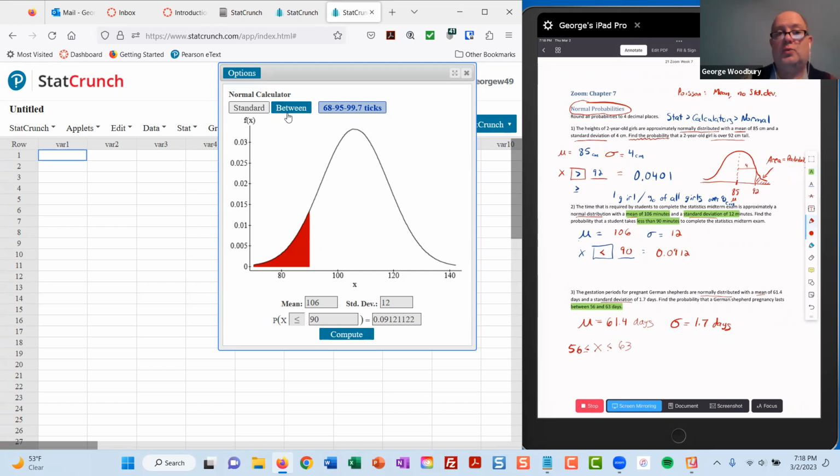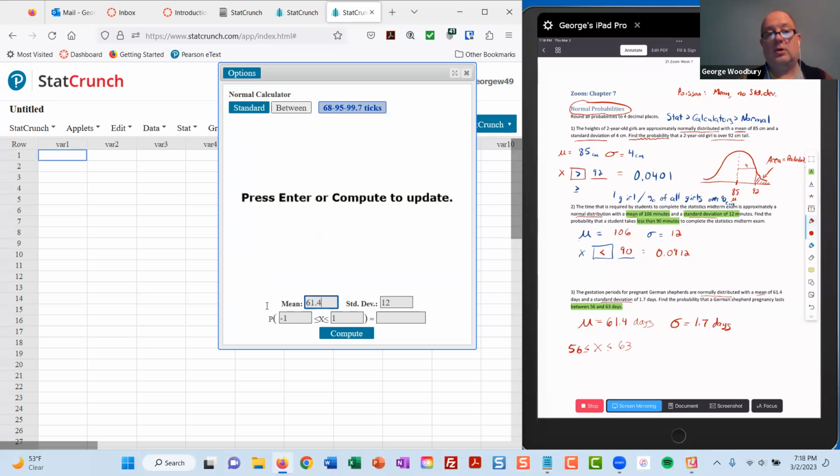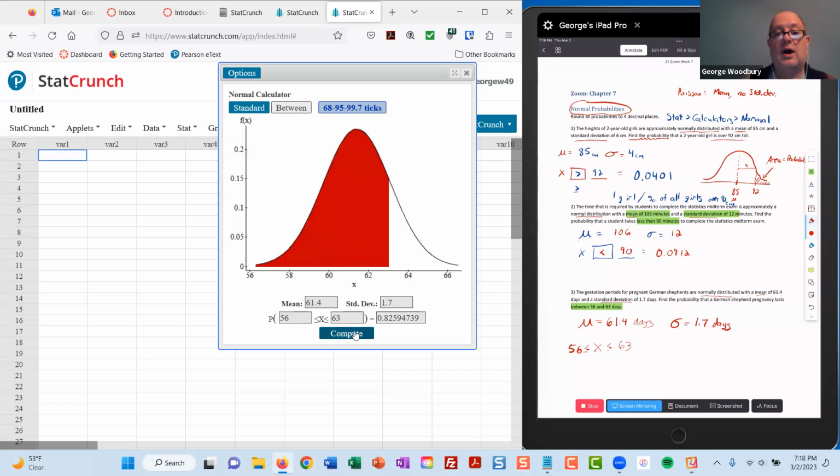And StatCrunch has a between tab for doing that. So I click between and notice now it has X trapped between two numbers. Put in your mean, 61.4 this time, 1.7 for the standard deviation, and we want it between 56 and 63. When we press compute, notice the graph. Well, 56 is so far to the left. Normally it would show a left cutoff point as well, and it would shade in between those two numbers. But 56 is so far over to the left that it doesn't even show up on the graph.